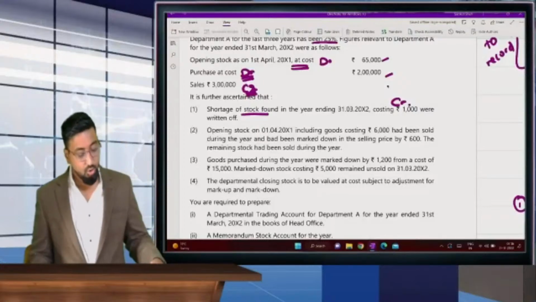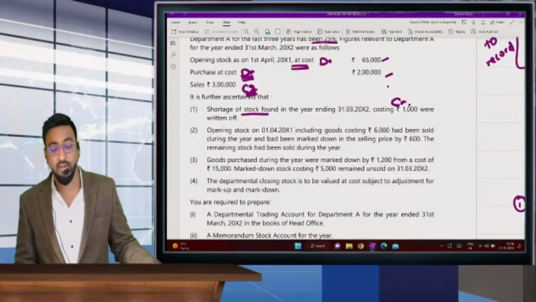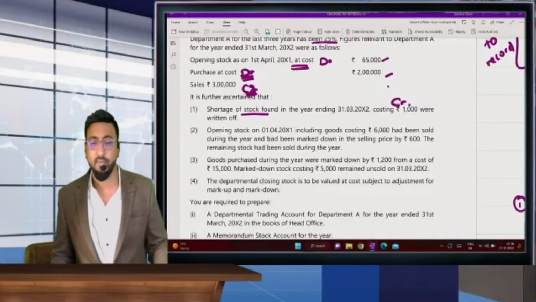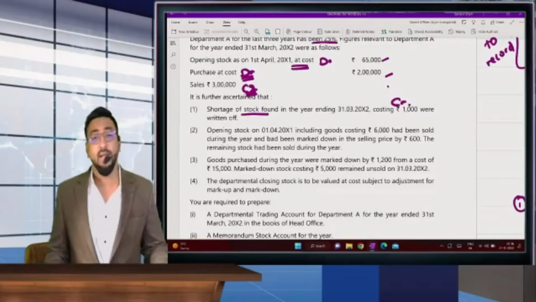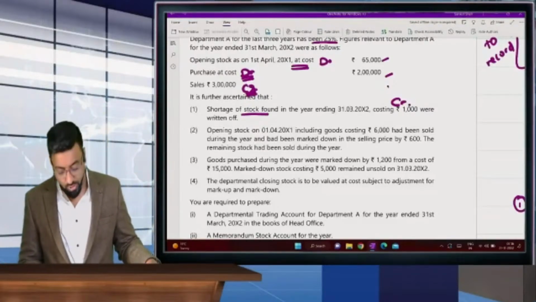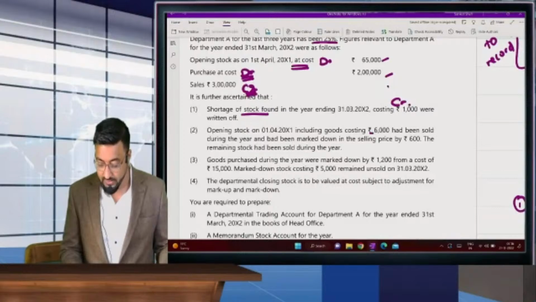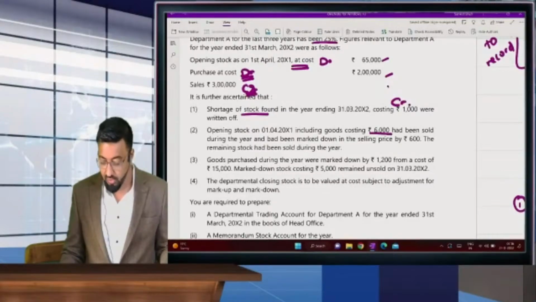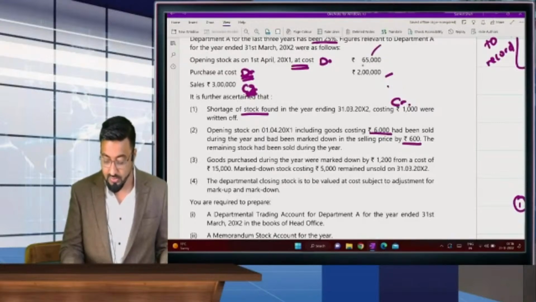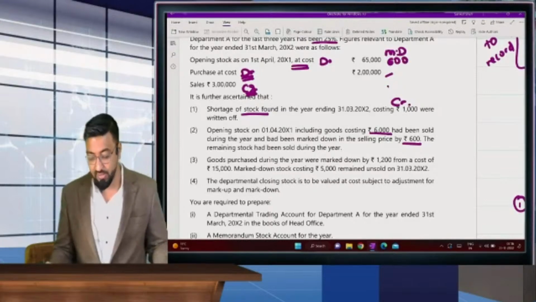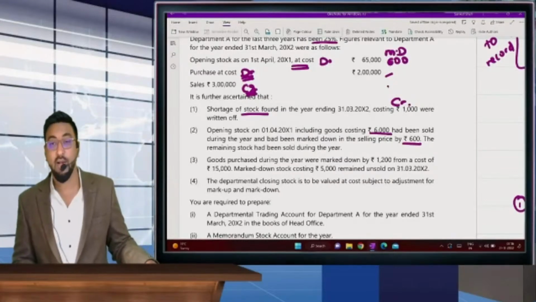Can we deduct shortages from purchases? Yes beta, you can deduct shortages from purchases, but correct effect पर shortage आपको trading account के credit side में देना है. अब्दुल जी, opening stock includes goods of rupees 6,000 which during the year were marked down by rupees 600. So here I won't record this 65,000. So here the concept of markdown, this is marked down by 600. So your opening stock won't be recorded at 65,000.